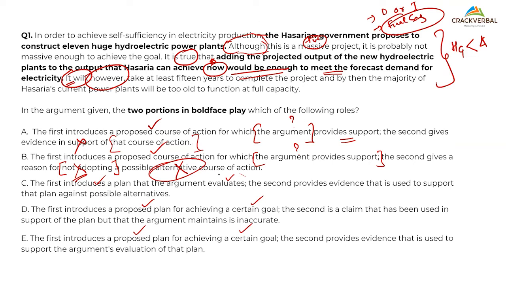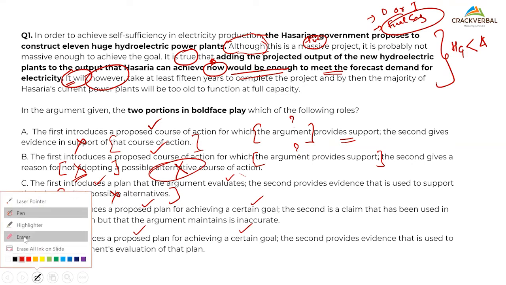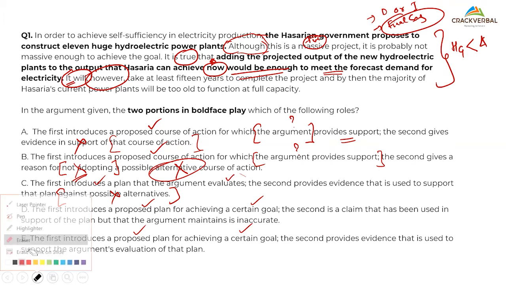The first introduces a plan. The second provides evidence that is used to support the plan against possible alternatives. This is super creative. Where did you see this? Where do I have against possible alternatives? This is a classic cross that will be given, right? Next, let's look at D and E. I'm left between two. Both sides are 100% correct.